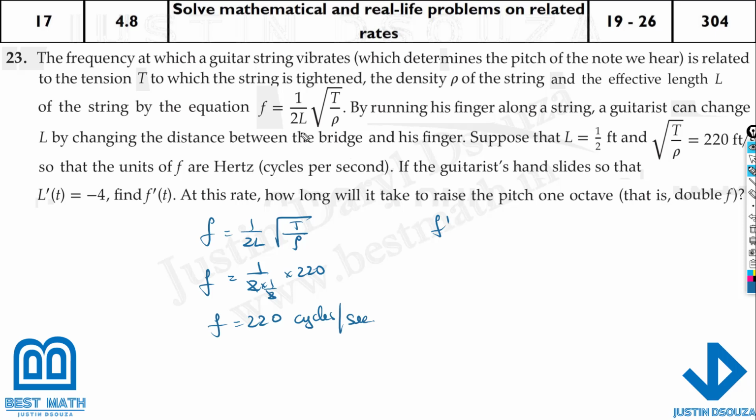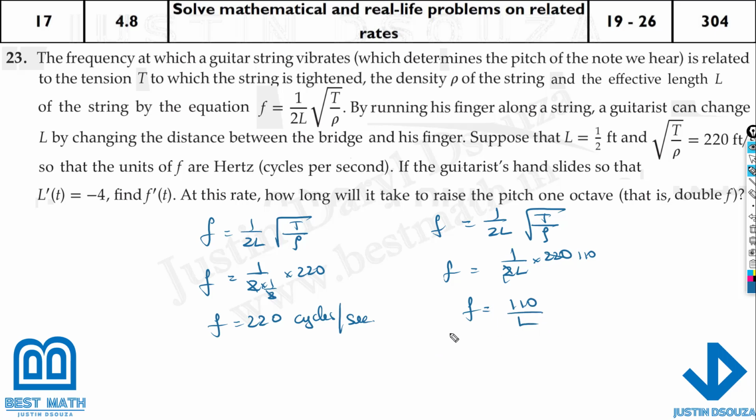F derivative would be, now let us keep the same thing before that. Before doing the derivative, let me write f is equal to 1 by 2L square root T by rho. Here look carefully, they have given us L dash. So what I'll do is I'll just substitute this one. I'm not going to substitute L because I need to find L dash, isn't it? So what is this value here? Because I do not know these values over here. So 1 by 2L times 220. And this cancels off. One time it's 110. So f is equal to 110 by L.